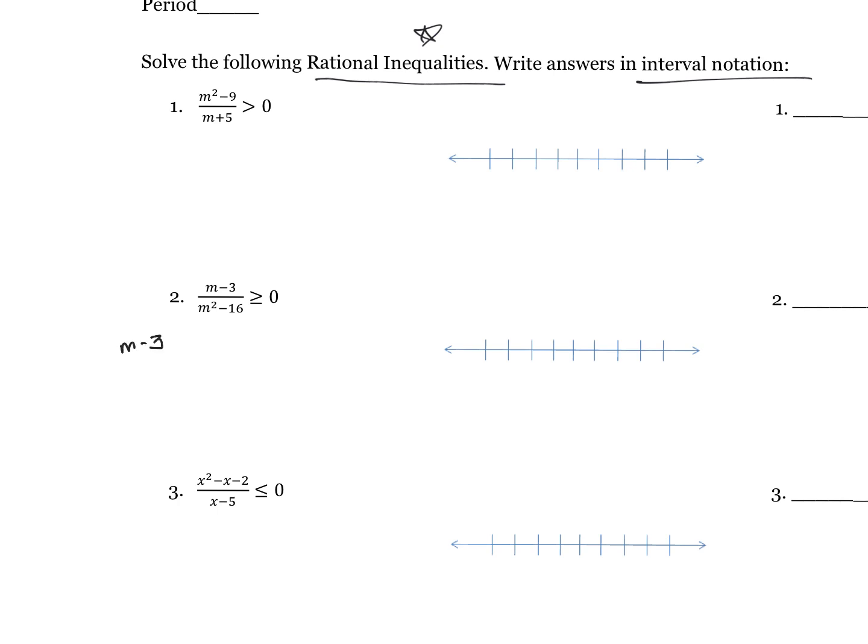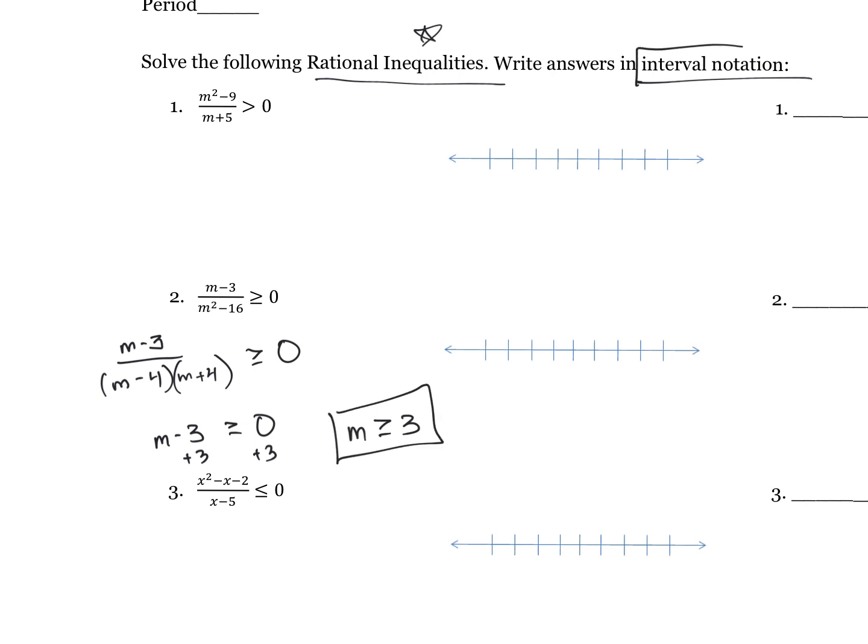So we got m minus 3 on the top. That's okay. On the bottom, the factorization is m minus 4 times m plus 4, greater than or equal to 0. So nothing crosses out. So m minus 3 greater than or equal to 0. And again, the solution is what the variable is. So if we just add 3 on both sides, we got m greater than or equal to 3. And that's pretty much the answer, okay?